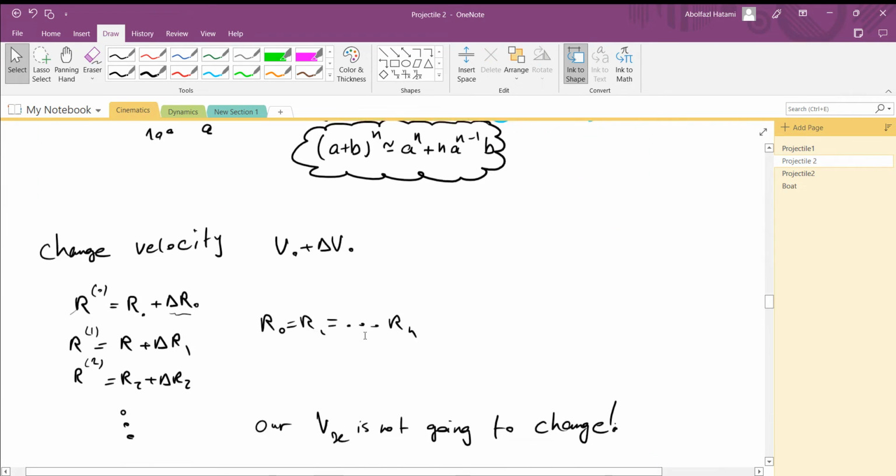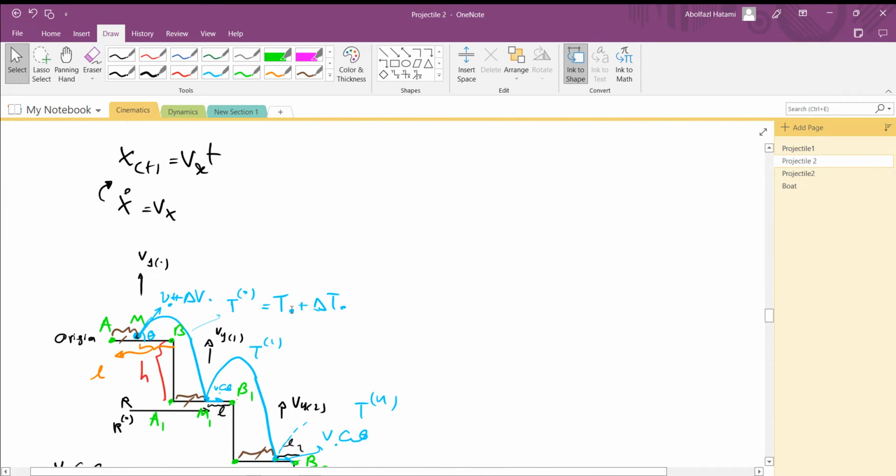So if we change vy of n, our T is going to change, and if we have a very small change in v in the direction of y, we are going to have a very small change in the times the ball is in the air before each collision. So t1 is going to be t1 plus delta t1, and also tn is going to be tn plus delta tn.